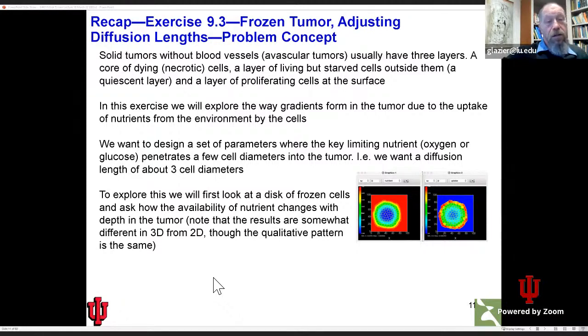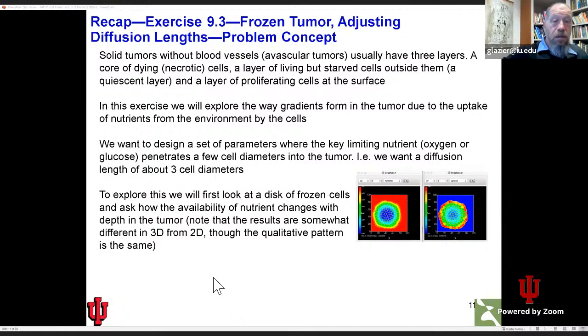We're going to simplify all of that into a single molecular species, which we're going to assume is what you call a critical limiting nutrient. We're going to assume that we can neglect all but one of them. And we're going to ask the question, what is the distribution of that? What are its effects? And typically what you'll see in these tumors is that you'll get 3 layers.